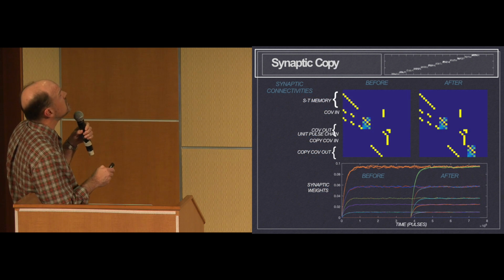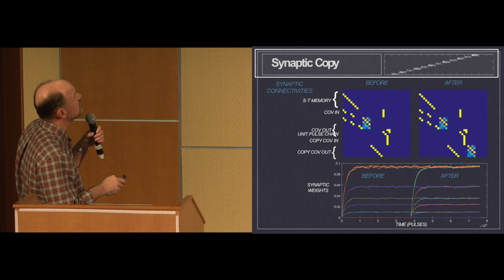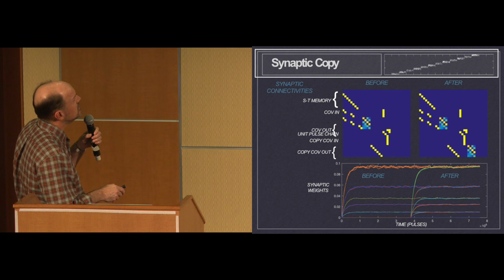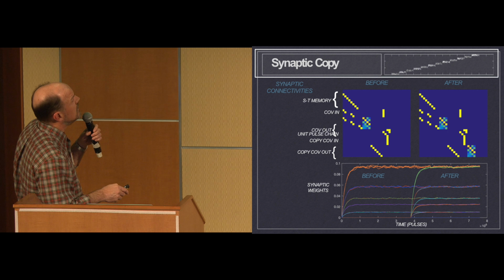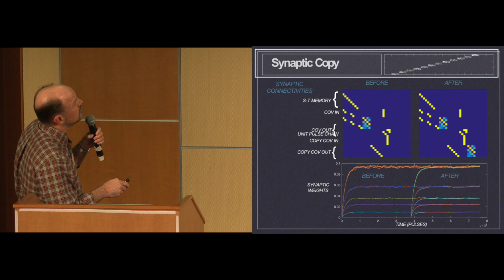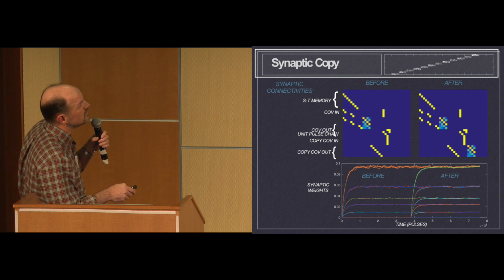So if we look, this is the connectivity matrix, and just focus here. So initially, like I said, we just turn on the covariance learning part of the circuit, and this is the covariance matrix that's learned. Later on, we turn on the copy, and this is the initial covariance matrix, and then after the copy, we get this.